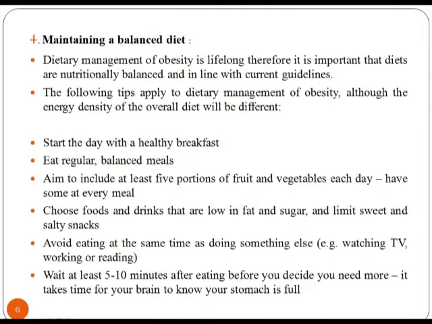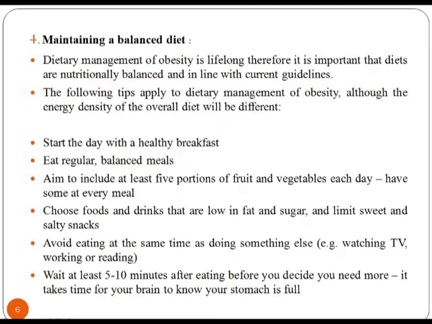Maintaining a balanced diet. Healthy eating is not about strict dietary limitation, staying unrealistically thin, or depriving yourself of the food you love. Rather, it's about feeling great, having more energy, and stabilizing your mood. The following tips apply to dietary management of obesity, although the energy density of the overall diet will be different.